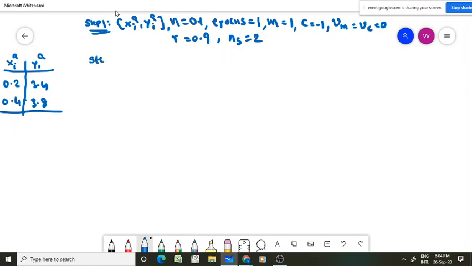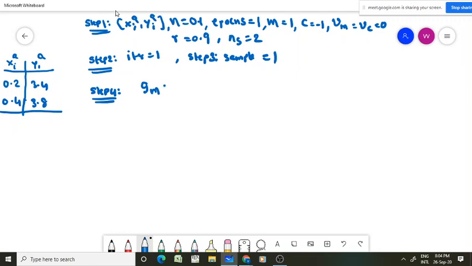Now go to step 2. In step 2, set the iteration count equal to 1. In step 3, set the sample equal to 1. Now step 4, what do you have to do? We have to calculate the gradients gm and gc.